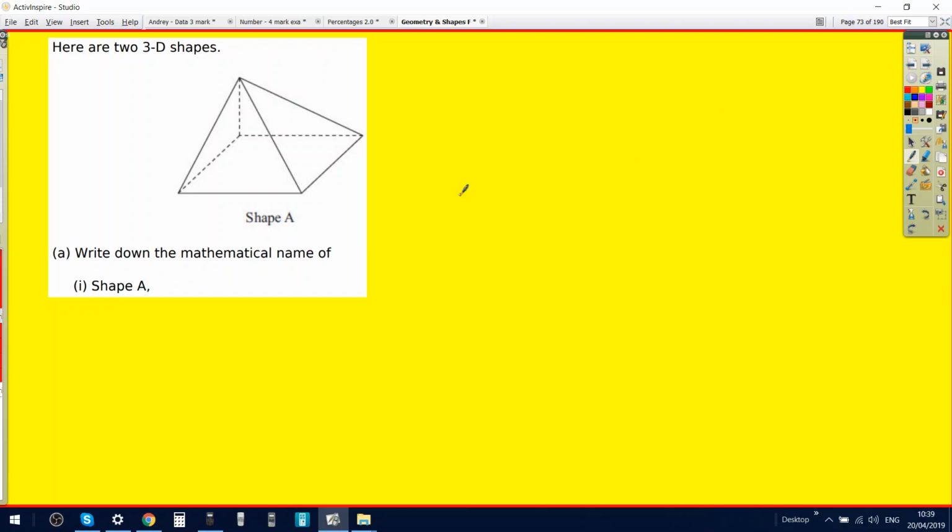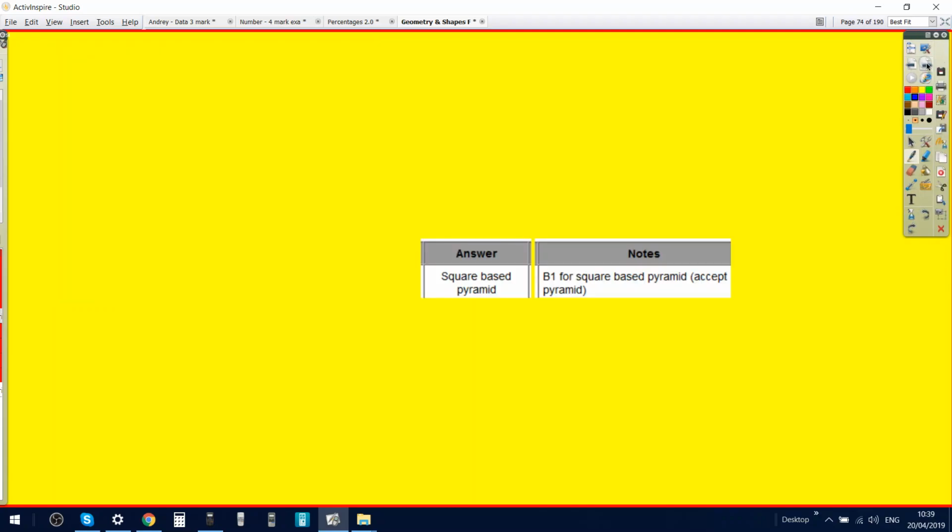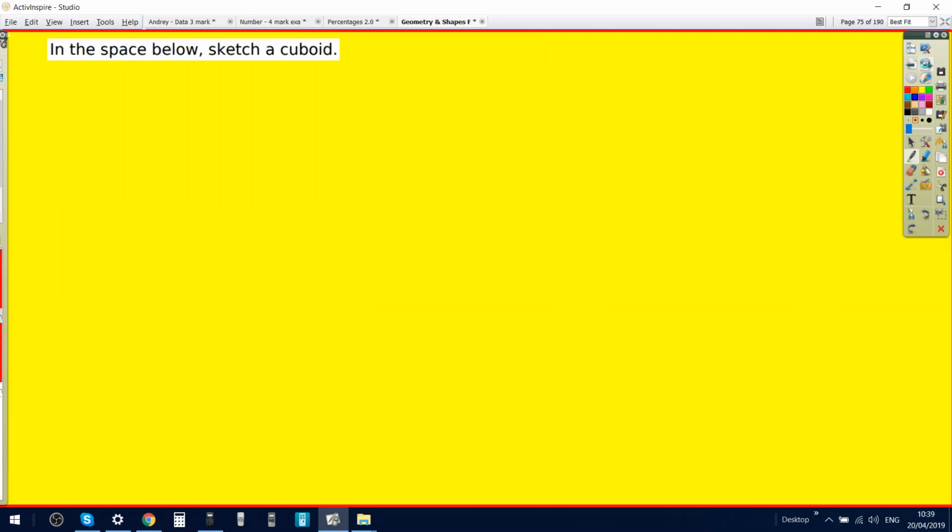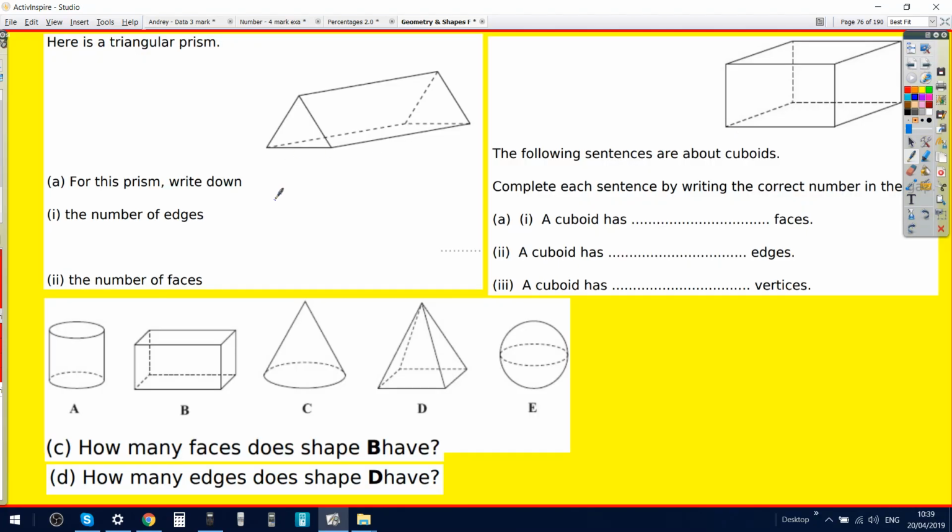This one. No, I'm not sure. You should know it. Is it still a triangular? Oh no, is it still a pyramid? Yeah, pyramid. Okay, I think you're okay there. Okay, top left.